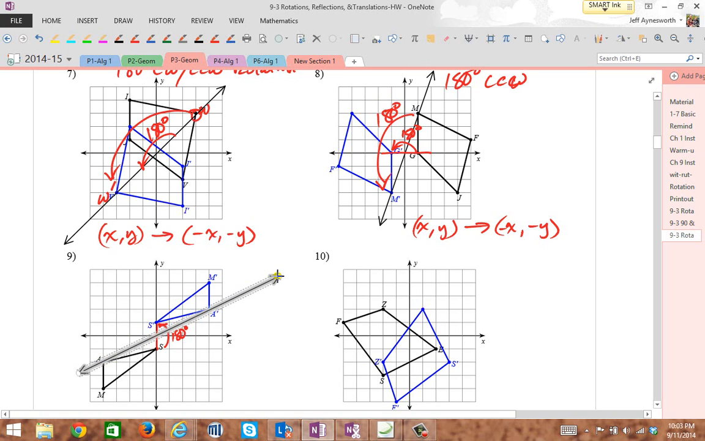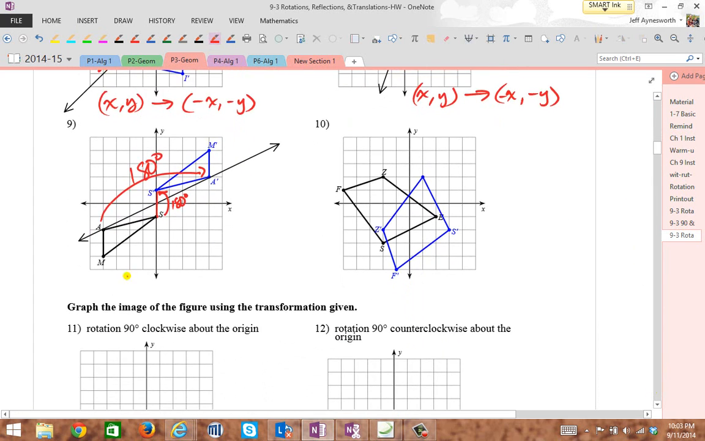It goes right through the origin right there. You can tell from A all the way to A prime, 180-degree rotation. So this is another one, 180-degree rotation. All right, either counterclockwise or clockwise, it doesn't really matter. So X, Y gets transformed to opposite of X, opposite Y.